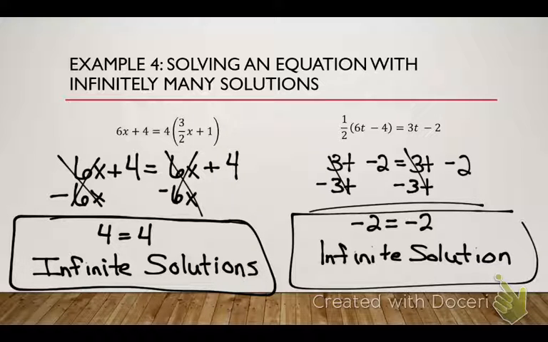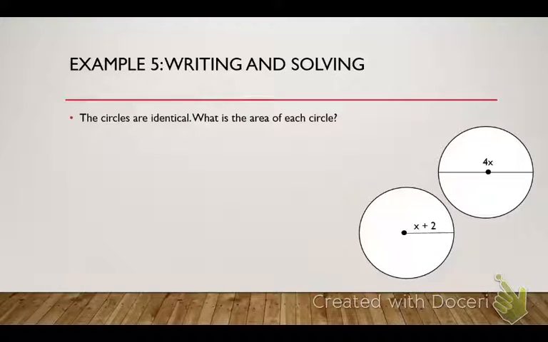Elizabeth? Why is it infinite? It always has the same answer. Yeah, no matter what you plug in. So it says the circles are identical. What is the area of each circle? Well, if they're identical, the area is going to be exactly the same.